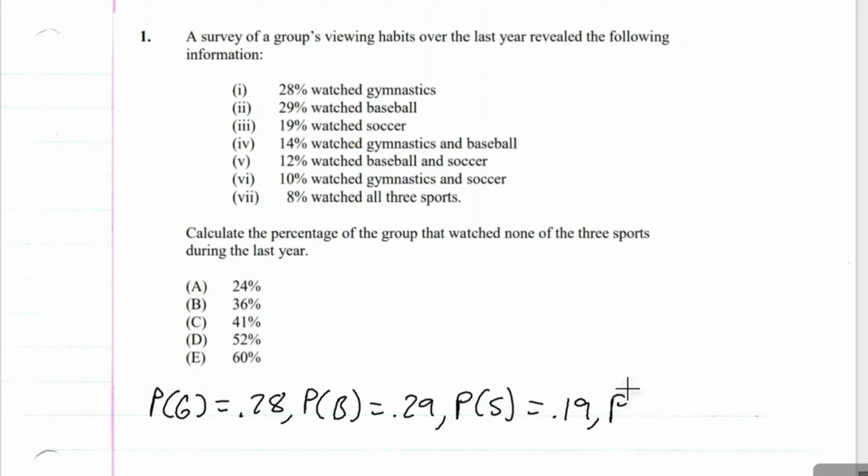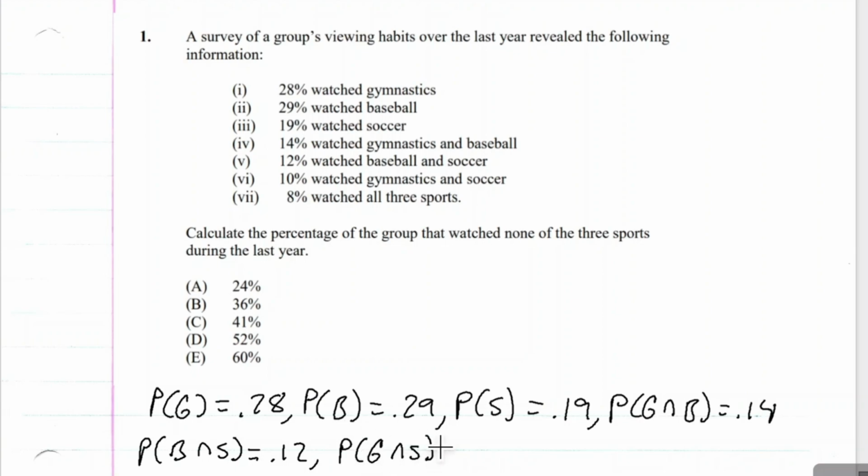The probability of gymnastics and baseball was 0.14. The probability of baseball and soccer is 0.12. The probability of gymnastics and soccer was 0.10. And the probability of watching all three, gymnastics and baseball and soccer, was 0.08.